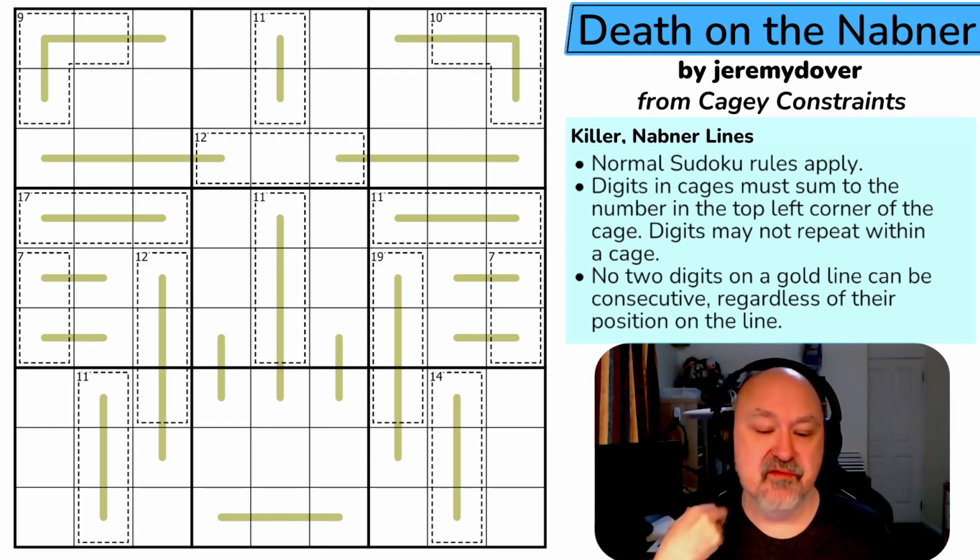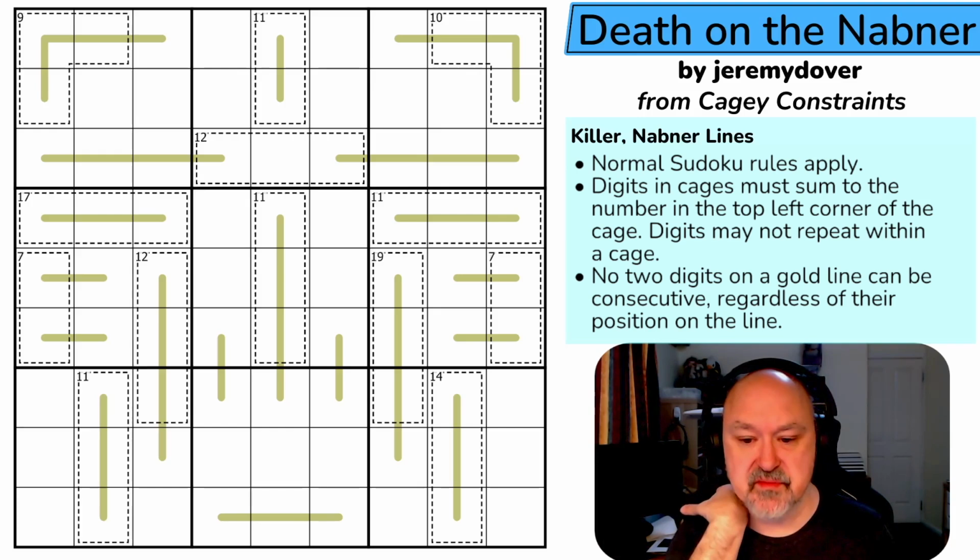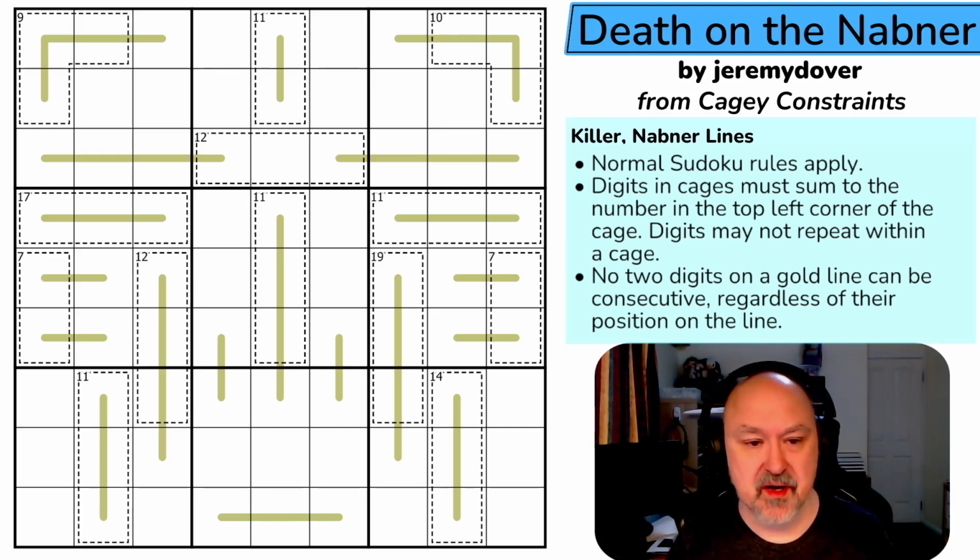So I have not tested any of these puzzles. So I'm really getting into the weeds on these ones. And yeah, we'll find out together. So let's have a look at Death on the Nabner by Jeremy Dover.